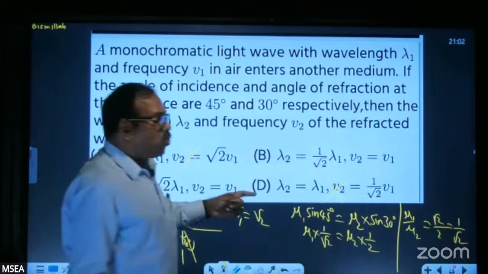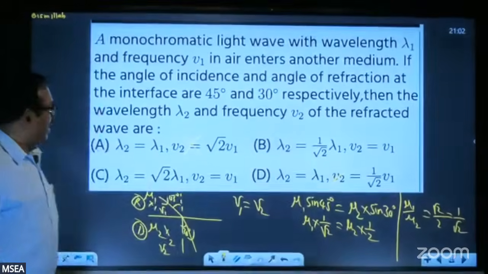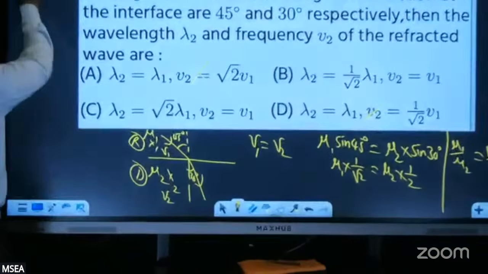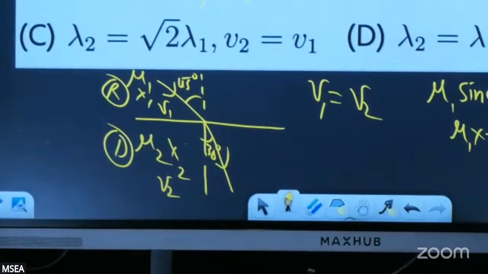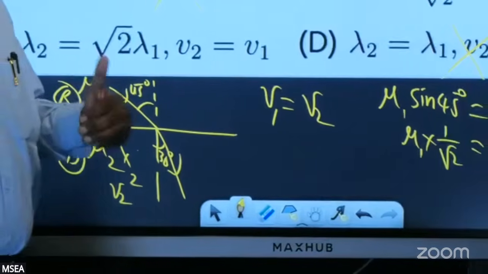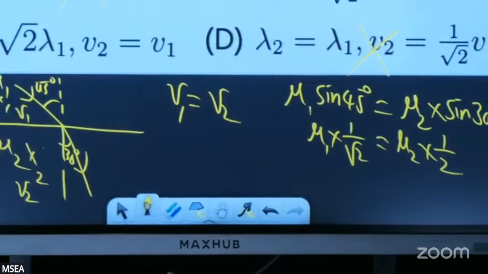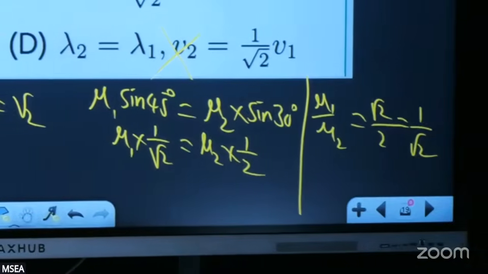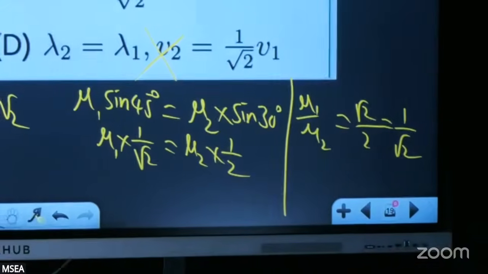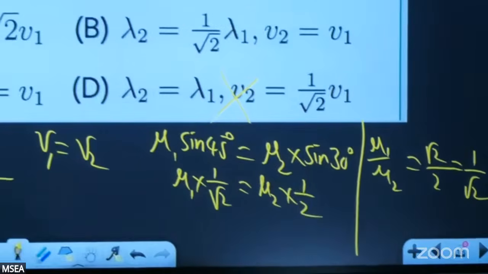But mu and lambda, how are they related? One important thing you have to remember: mu is equal to c naught by c m, the velocity of light in vacuum to the velocity of light in a medium. Or we can write it as n into lambda naught by n into lambda m, where n is the frequency.